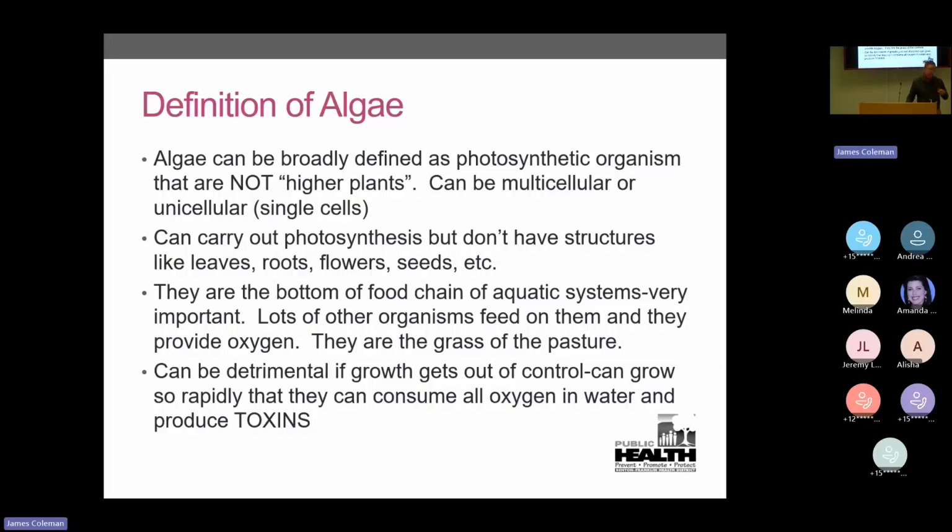However, sometimes if they grow too much and proliferate too much, they start dying off, and then you have a large biomass that's kind of mucking up your lake or whatever, and that in turn can consume oxygen and can kill fish that depend on the oxygen. And then there are a certain group of these organisms that also produce toxins. So not all algae produce toxins, but some do. And that's really what we're talking about tonight.